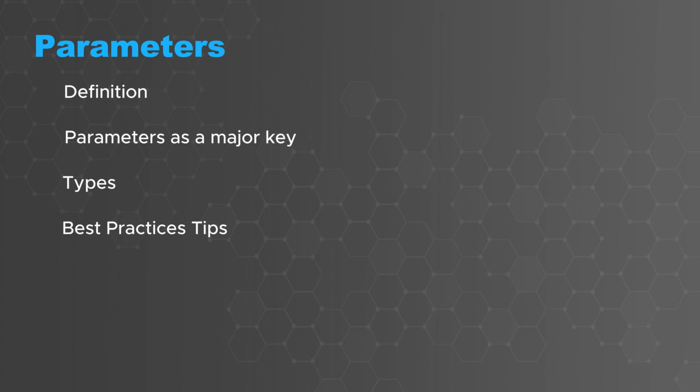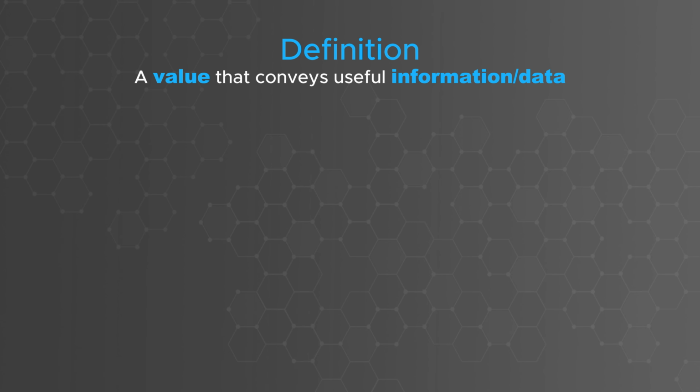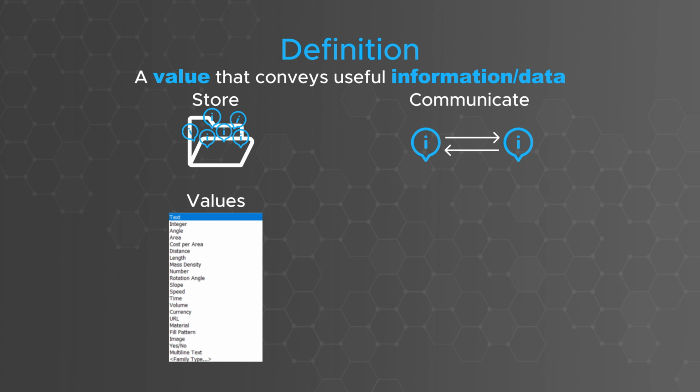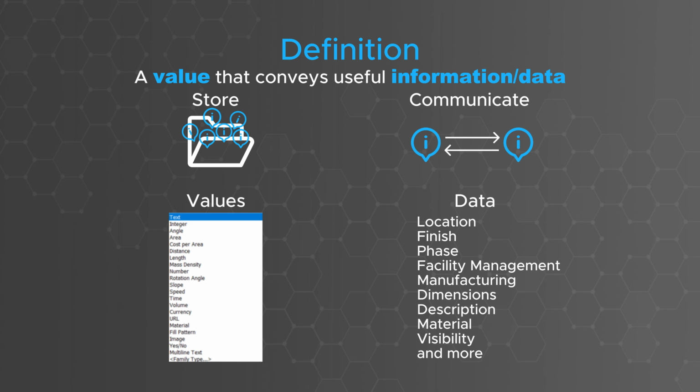And let's start. What is a parameter? It's a value that conveys useful information or data about an element in the project. They store and communicate information about all elements in the model. These values can be numerical, text, checkbox, or any type of those listed in this figure. In the data, it might be any useful information or a thing that describes an element in the project, like which phase an element belongs to, or the dimensions of a window, for example.